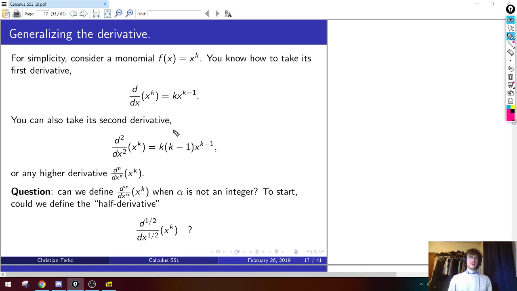But okay, so in this section, let's just think about monomials. So let f of x be x raised to the power k, just a monomial function. So we know the power rule to take the first derivative of this function. It's very simple.